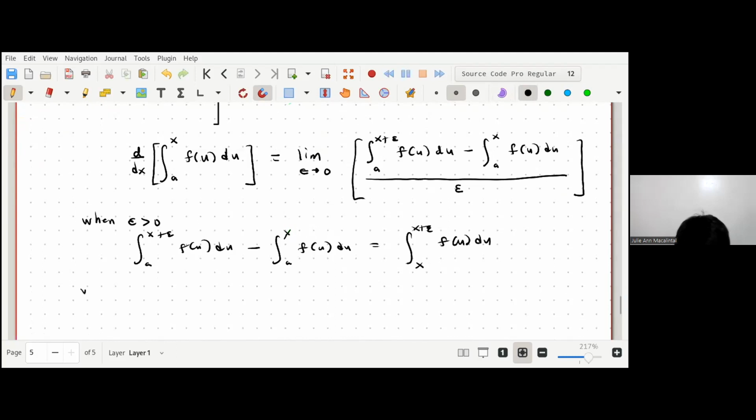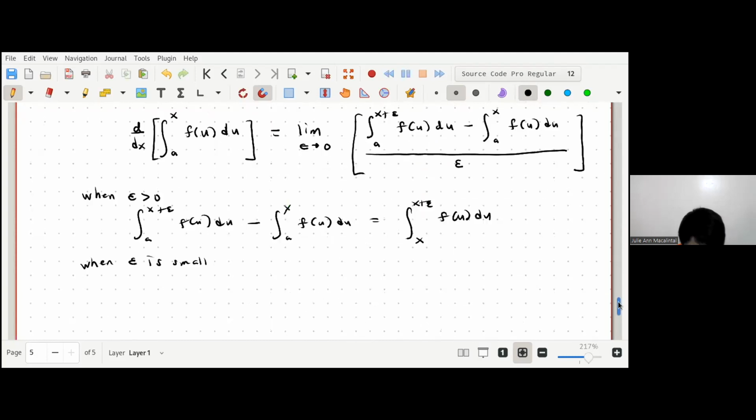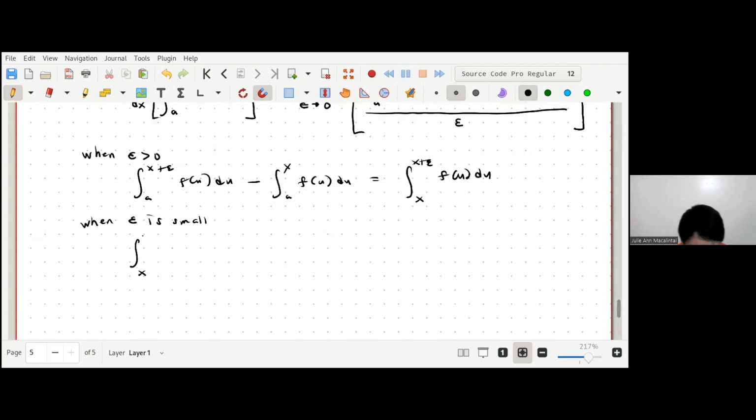Ngayon, when epsilon is small, pwede nating i-approximate yung area na yan. So ito yung probably reasoning na ginamit ni Newton at saka ni Leibniz. So when epsilon is small, pwede nating i-approximate by, tawagin na itong, let's call this number. So this number is between x and x plus epsilon.